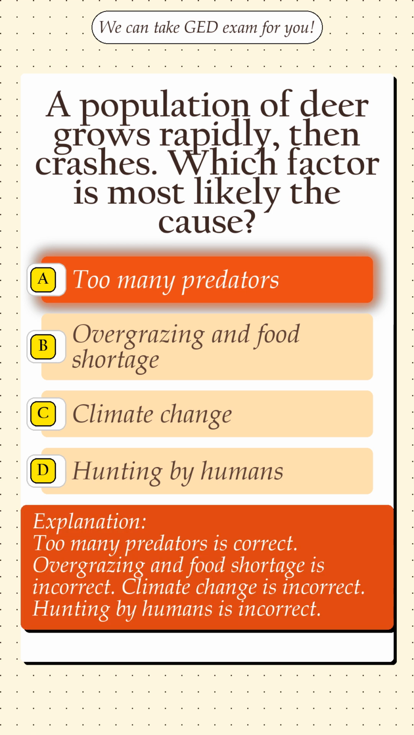Too many predators is correct. Overgrazing and food shortage is incorrect. Climate change is incorrect. Hunting by humans is incorrect.